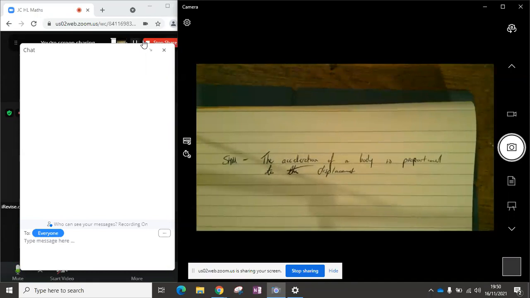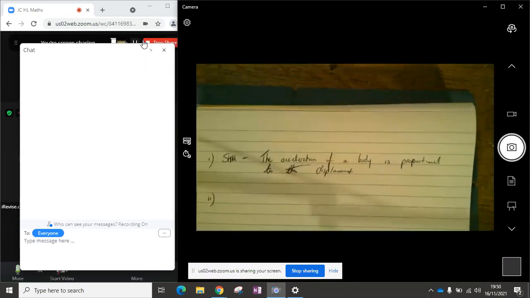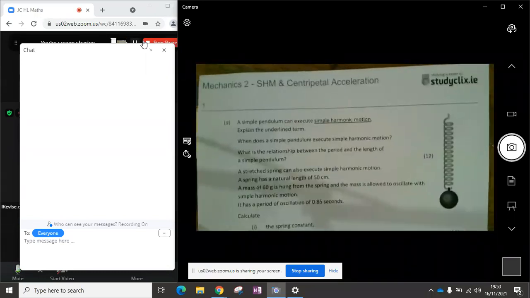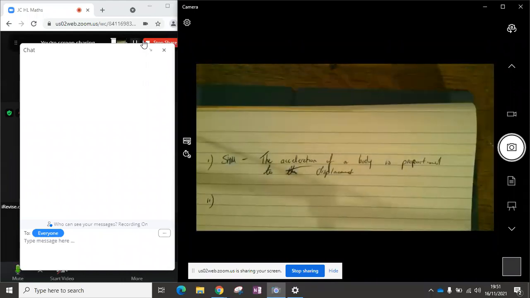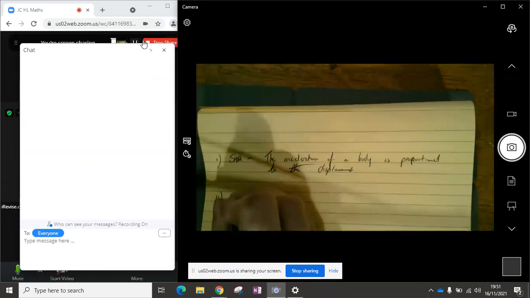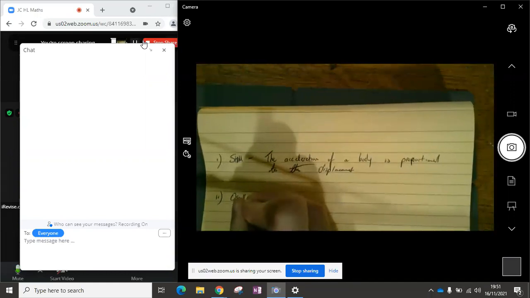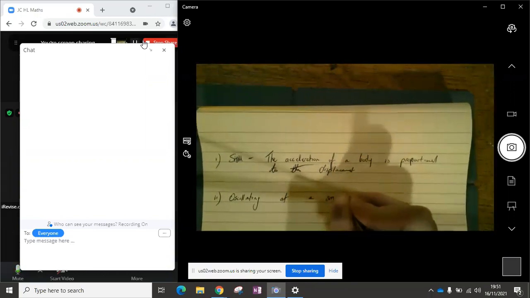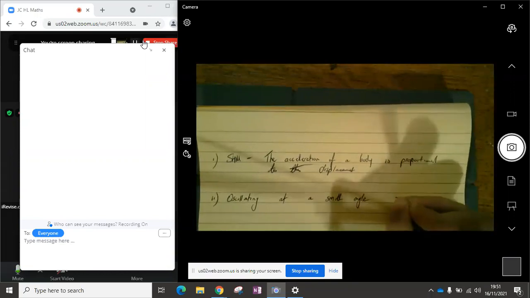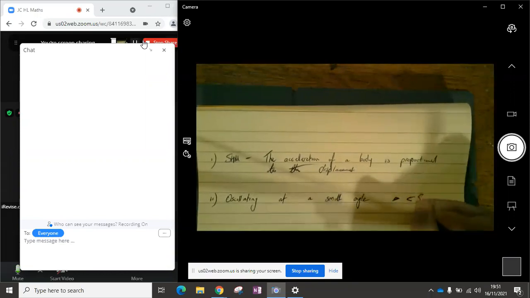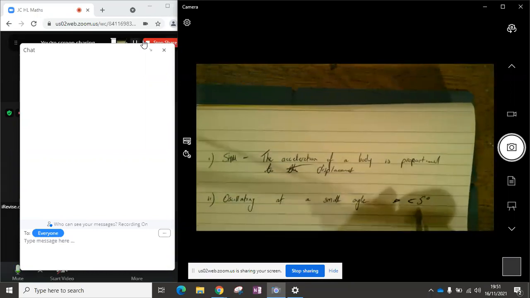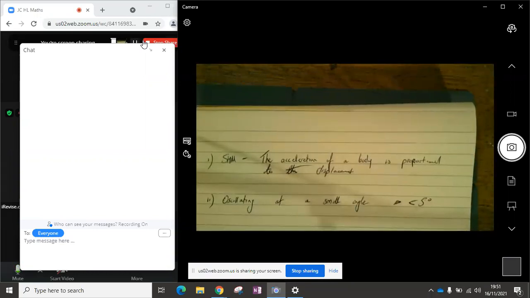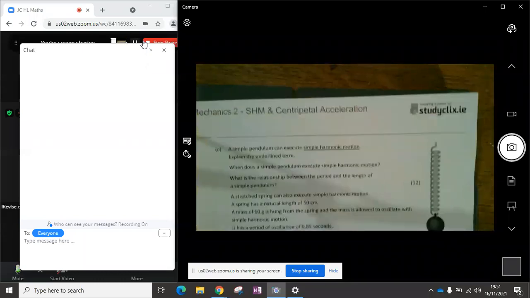When does a simple pendulum execute simple harmonic motion? Well, the answer to this is when it's oscillating at a small angle. Usually they say an angle less than 5 degrees, okay? That part might not necessarily be needed, but just saying a small angle should be enough.